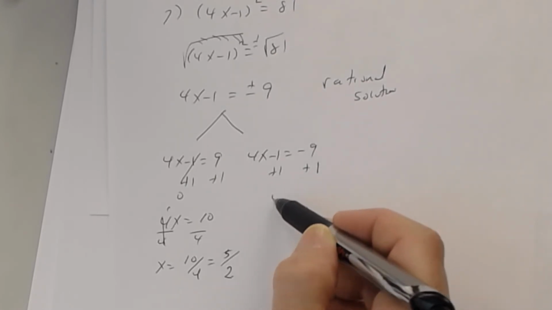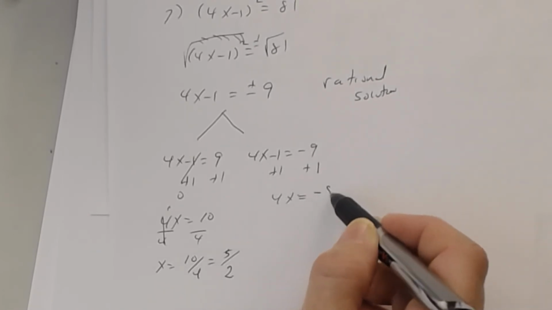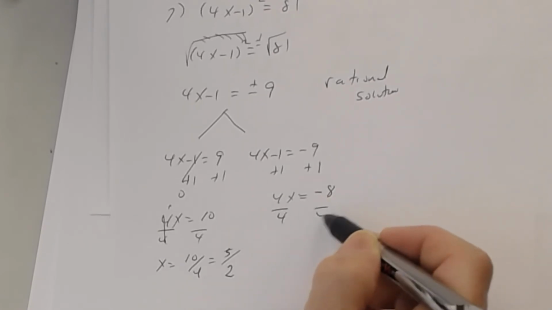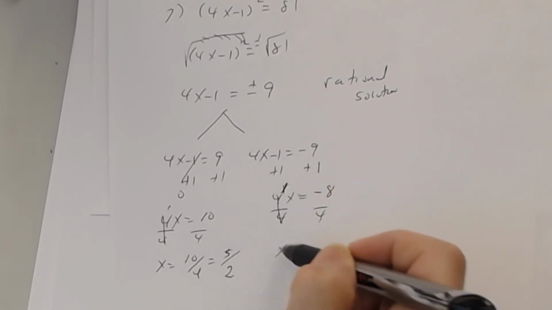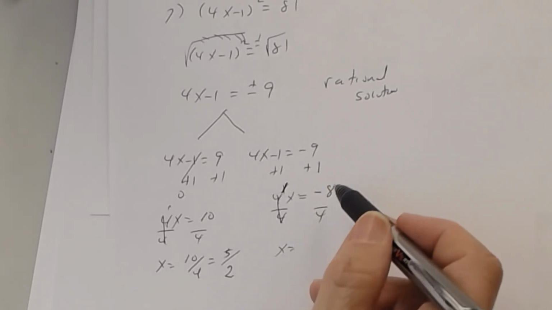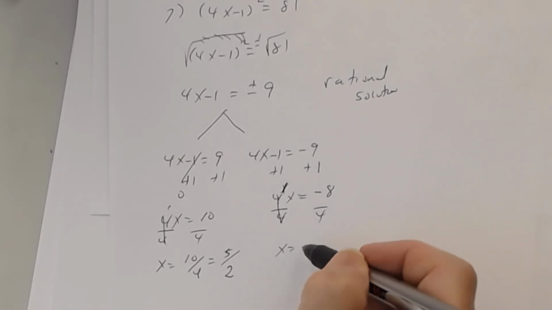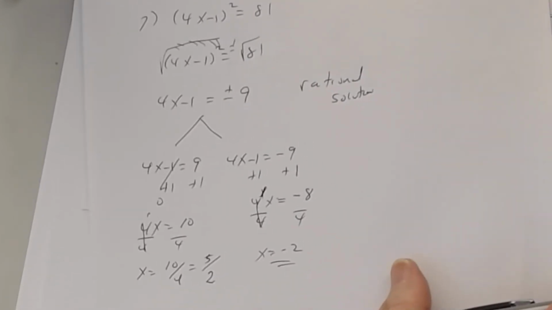Combine like terms, I get 4x equal, what's a negative 9 and 1? Negative 8. What's the next step? Divide by 4. And I get x equal, now I do expect you to not leave it as negative 8 over 4. I need for you to know that's what? Negative 2. Okay. All right.